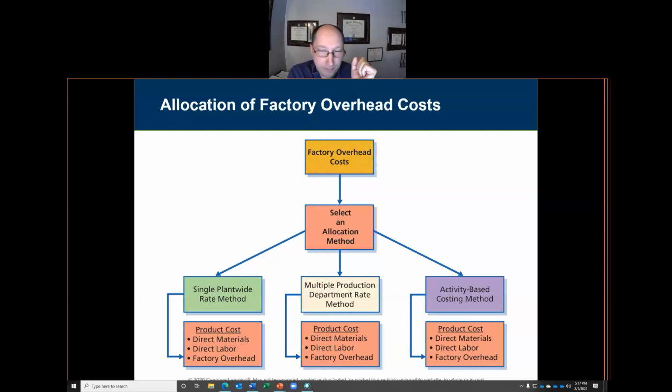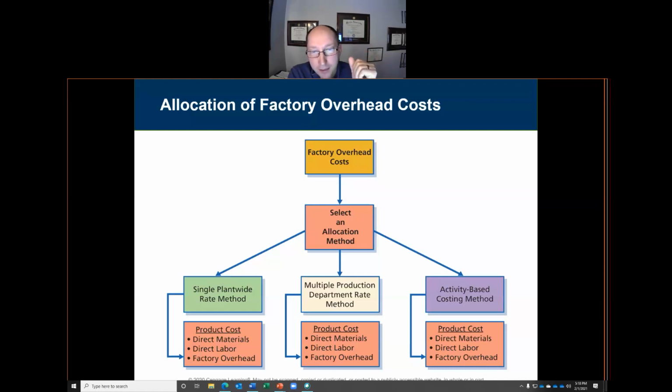Plant-wide rate. What we mean by this is we take our total factory overhead costs and simply divide it by the numbers we expect to produce, right? And that creates what we call a single plant-wide rate. And we assign that same rate to all of our produced units to allocate overhead costs. We'll talk more about that in the next few slides. Just want to give you an idea of what we're talking about when we talk about applying factory overhead costs.